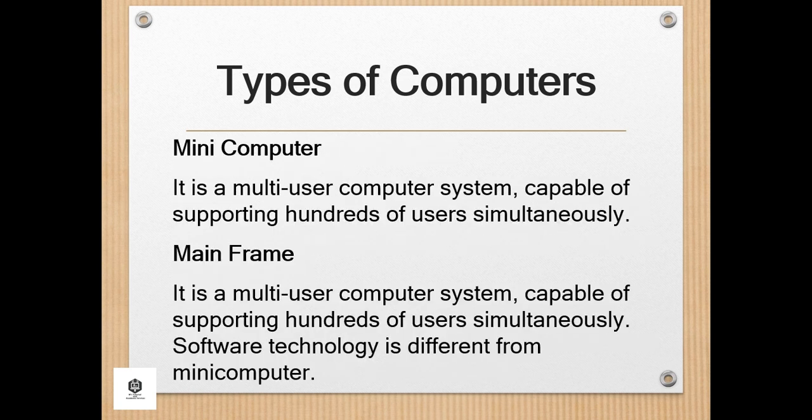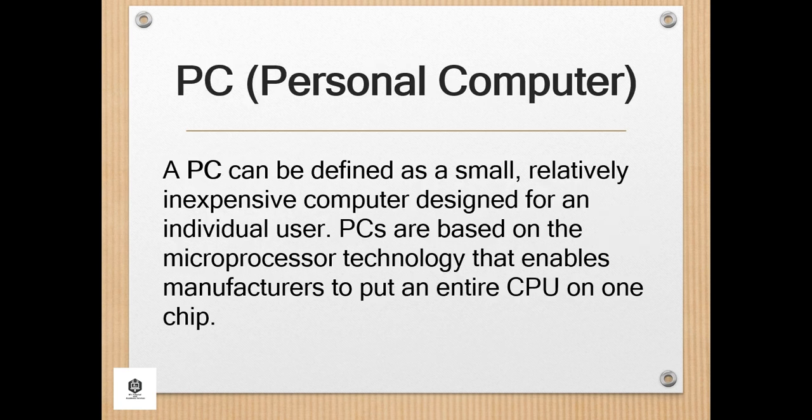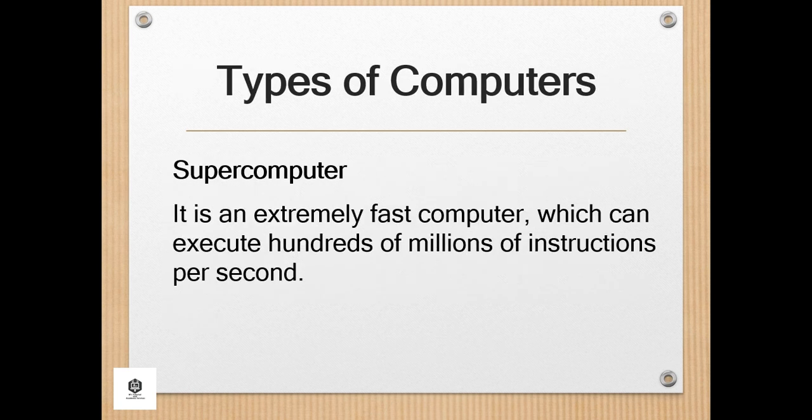Minicomputer. It is a multi-user computer system capable of supporting hundreds of users simultaneously. Mainframe. It is a multi-user computer system capable of supporting hundreds of users simultaneously. Software technology is different from minicomputer. And last, supercomputer. It is an extremely fast computer which can execute hundreds of millions of instructions per second. Let's discuss it one by one.